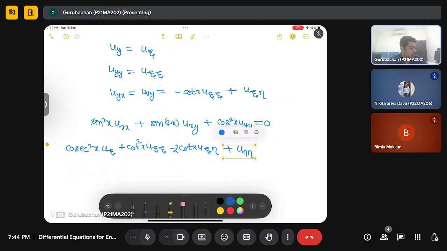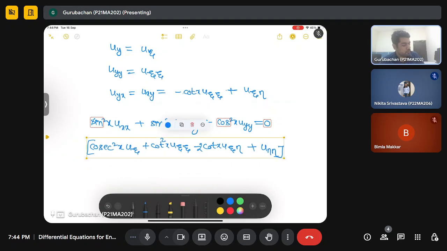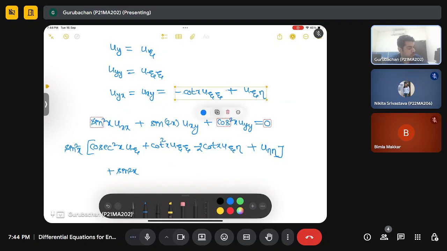Okay. Next factor will be multiplied by sine square x. So this factor is going to be multiplied with sine square x, and the next factor is going to be multiplied with sine 2x. So this is your u xy.